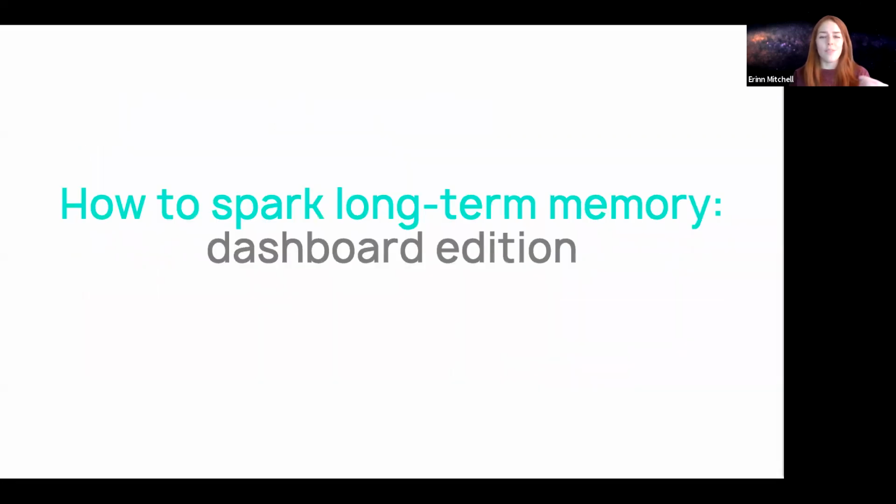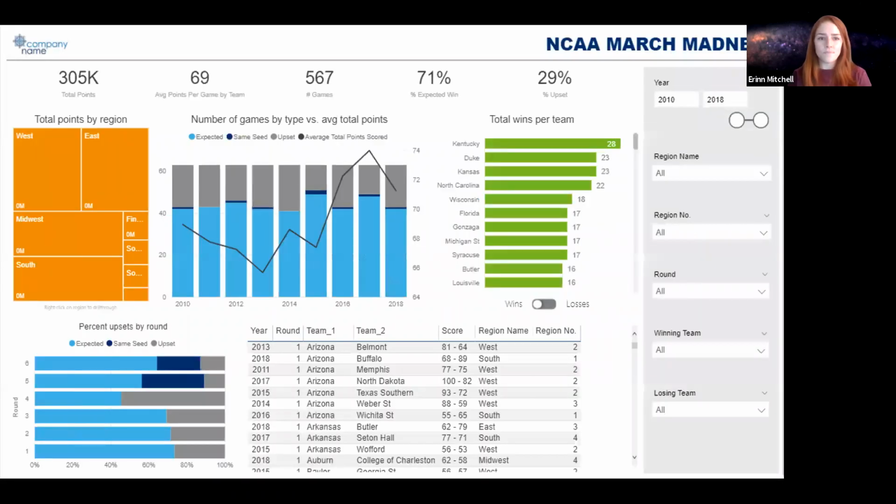And I pulled in a dashboard that I made in order to talk through dashboard design, reporting, and some of those principles, and use an example in action. So how to spark long-term memory. This was a dashboard I made with March Madness data 2 years ago. As you can see, there's the overall report. General dashboard design theory is to start with high-level KPIs at the top and then have supporting graphs and detailed tables below that.